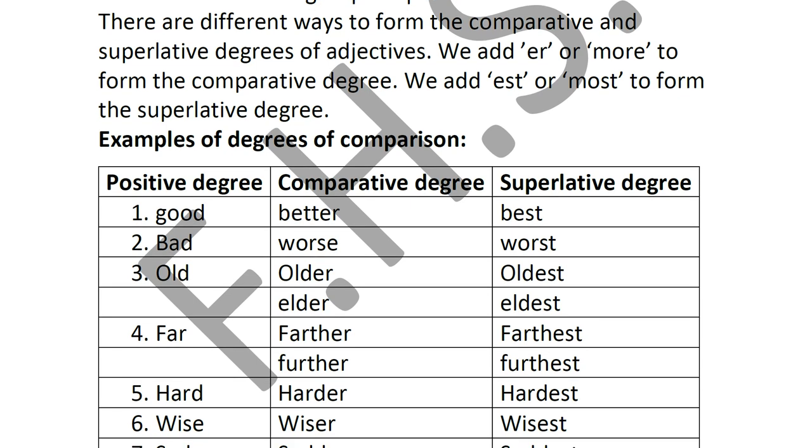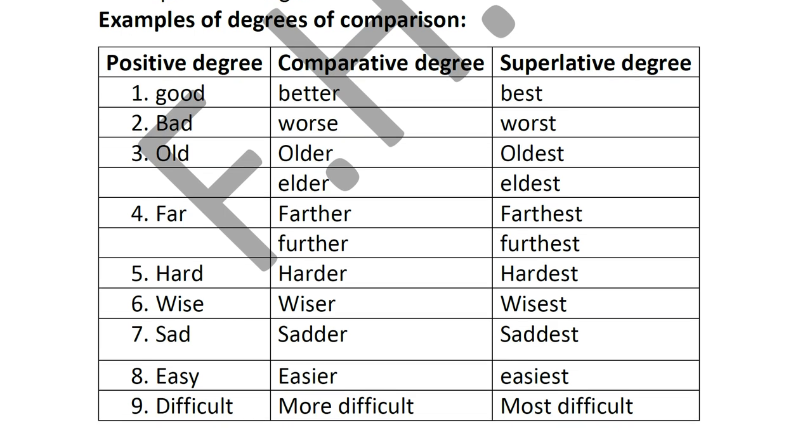Now I've given you a few examples: positive degree, comparative degree, and superlative degree. See, good, better, best. Yes, in this there is a change from the positive to the comparative. Good becomes better, and even the superlative is changed. Okay, same way even the second one, bad, worse, worst. Okay, these are a few comparative degrees in which the words change totally. Well, generally speaking, for most of the words you just add er or just add more or most and it is changed. Clear?